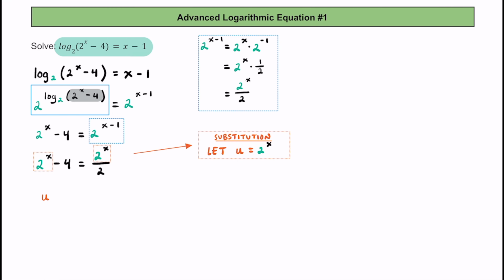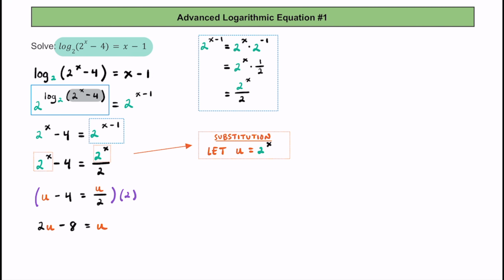So we're going to have u minus 4 on the left side of the equation, and that's going to be equal to the expression of u over 2, or u divided by 2, on the right side. Next, let's multiply both sides of this equation by 2 so that we can clear the fractions out. Multiplying each of these terms by 2, we're going to get 2u minus 8 on the left side of the equation, and that's going to be equal to just u on the right side of the equation.